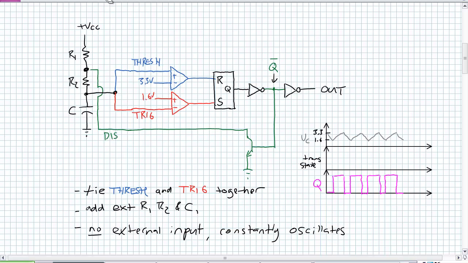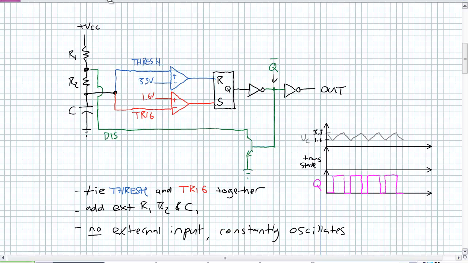One thing too, previously in our monostable operation, i.e. one-shot mode, we had an external input. There is no external input for an astable multivibrator. Basically, you set this thing up, you power it up, it's going to constantly oscillate. It's going to constantly act as a clock signal. And before we go into all the technical details of how this thing works, I'm just going to give you a brief overview here.